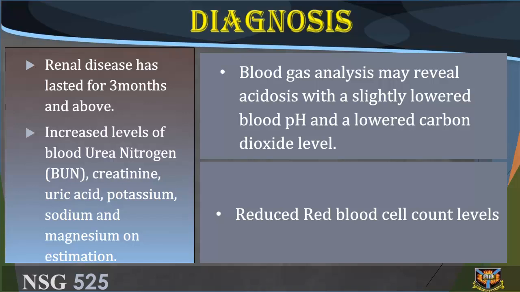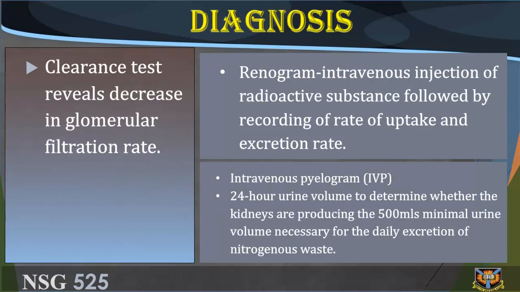Diagnosis. CRF is diagnosed when renal disease has lasted for 3 months and above. Increased levels of blood urea nitrogen, creatinine, uric acid, potassium, sodium, and magnesium on estimation. Blood gas analysis may reveal acidosis with a slightly lowered blood pH and a lowered carbon dioxide level. Reduced red blood cell count. Clearance test reveals decrease in glomerular filtration rate.